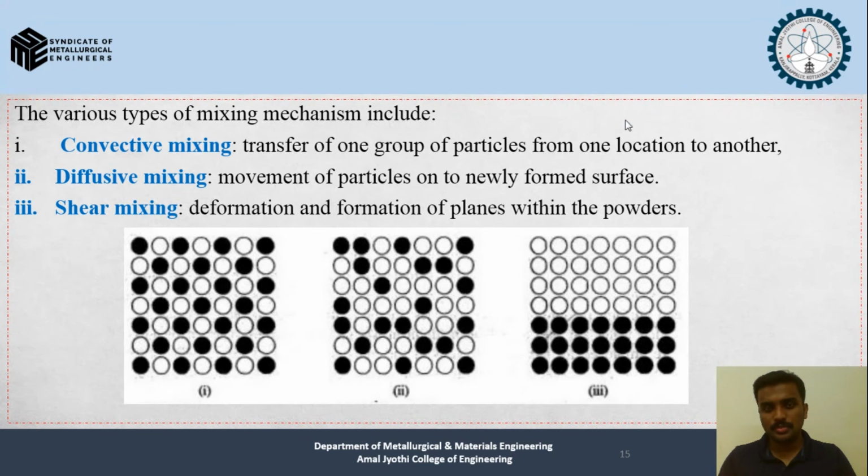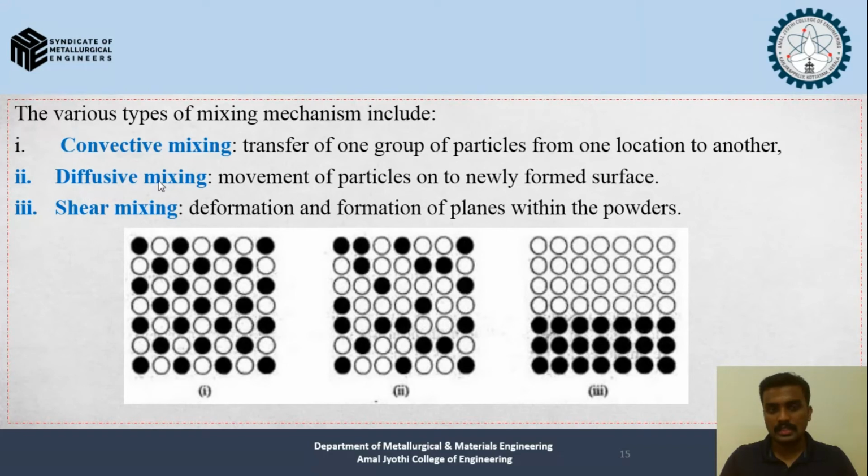So when it comes to the mechanism of mixing, we have three different types. That is convective mixing, and this process is the transfer of one group of particles from one location to another, and we have an example shown here. You can see that one group is changed to another location.